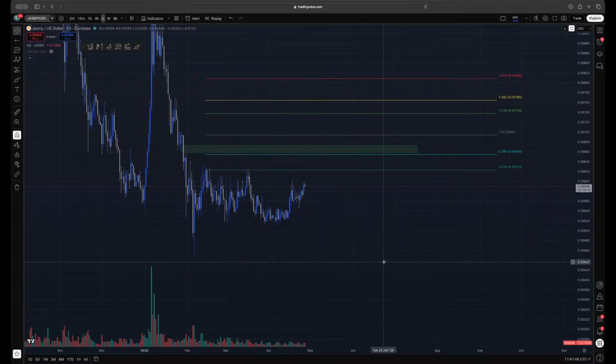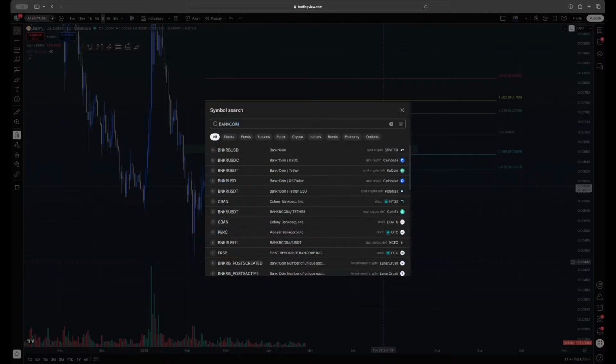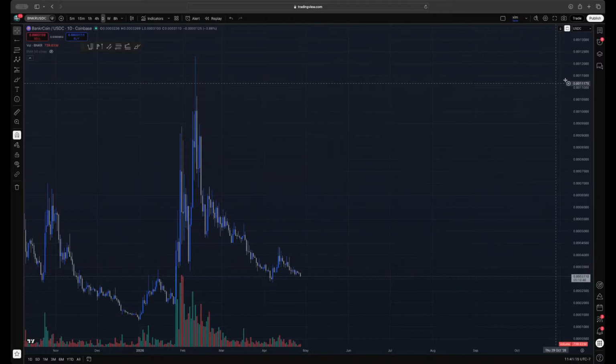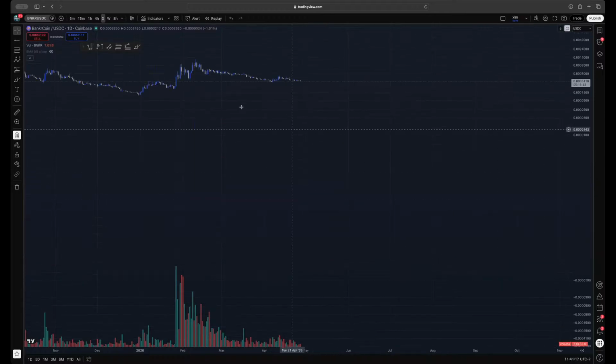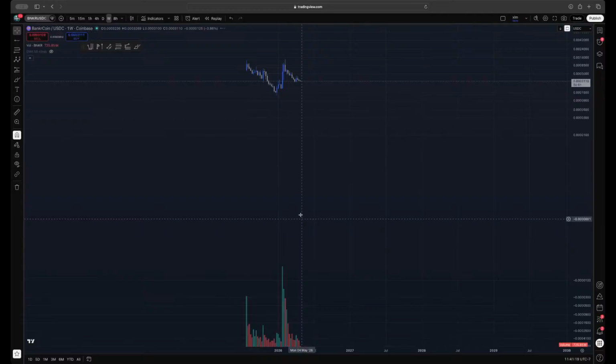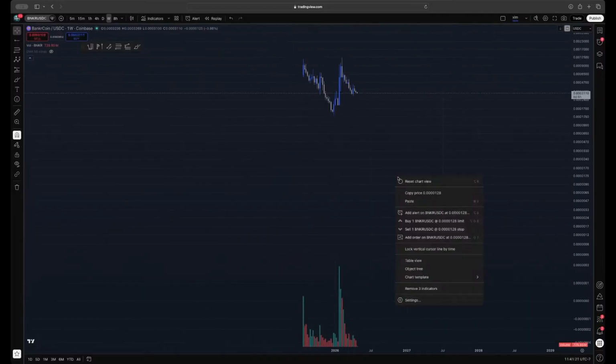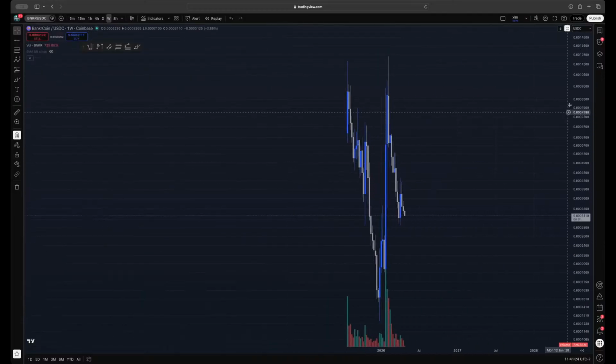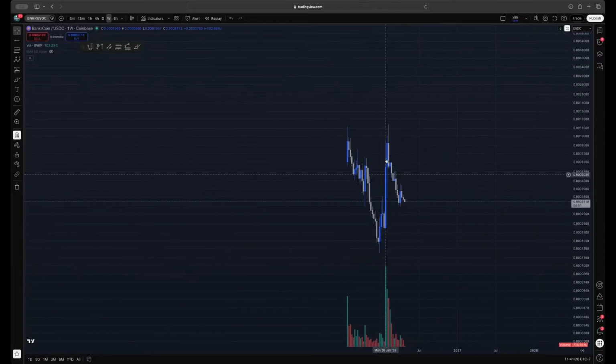All right, let's go look at this BANKRCOIN. This is not something I've ever looked at before. Oh, it's on Coinbase. All right. So there isn't a ton of history here. In my opinion, that looks most like an ABC towards the upside, my friend.